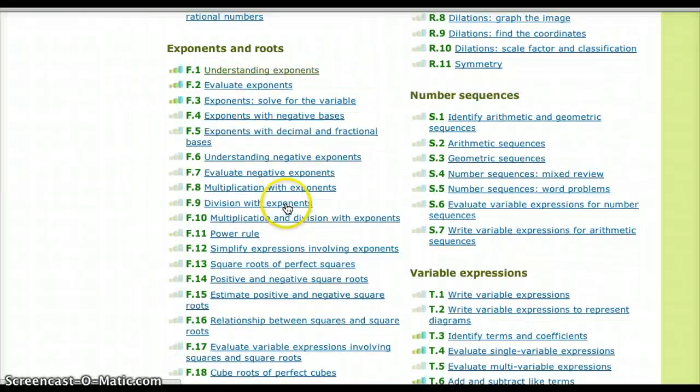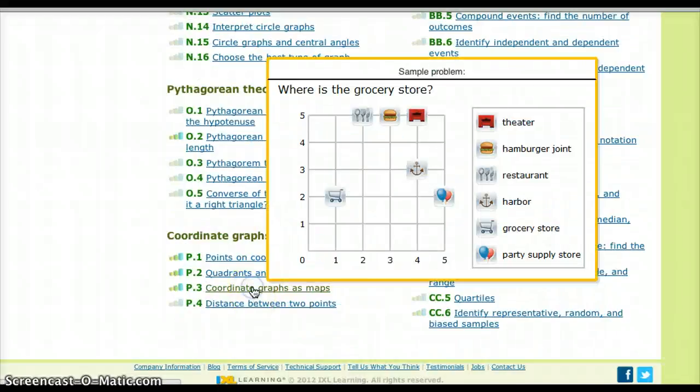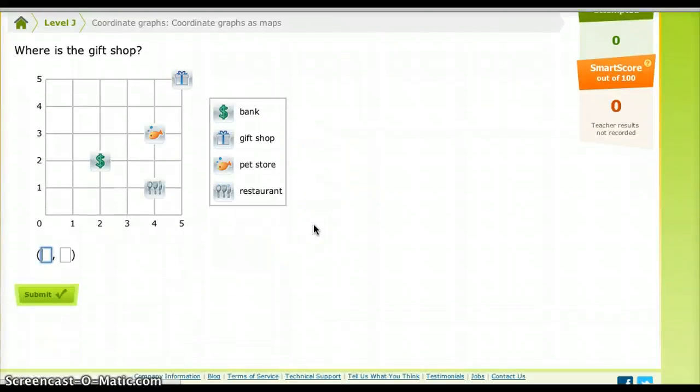P3. Okay, go down to P3, coordinate graphs on maps. Now this one, it's just the first quadrant, so these are all positive numbers. So we're looking, where's the gift shop? Gift shop, you've got to look here, match up with your little key here. Here's your gift shop. We go to the right 5, and then we go up 5. Okay, so 5, 5.